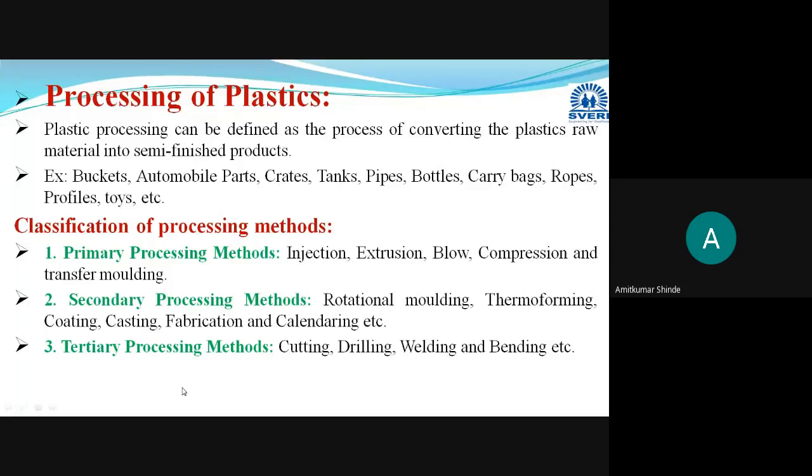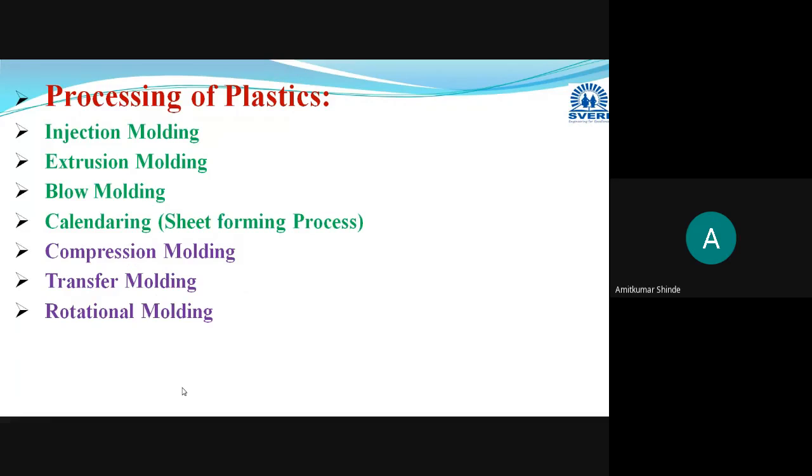So after this, next is the processing of the plastics, this is the next slide. Now here again you will think that I'm repeating it again and again. Here I have used two different colors to highlight these methods. These are the processing methods we are going to use for doing the processing of the plastic materials. In short, you can say that these are the manufacturing methods also.